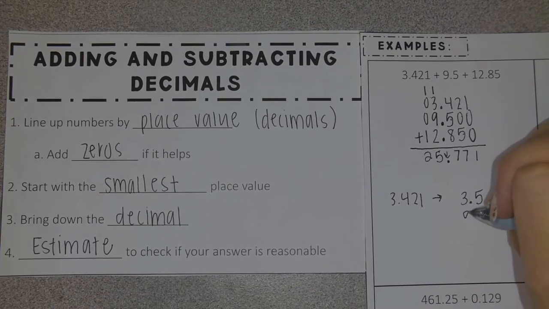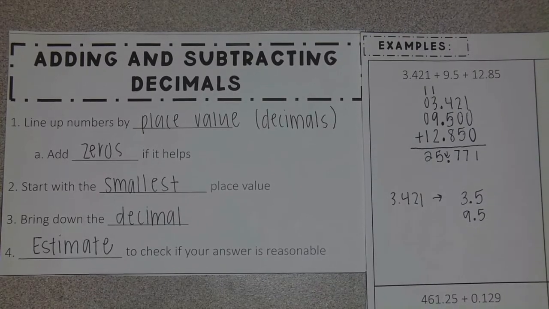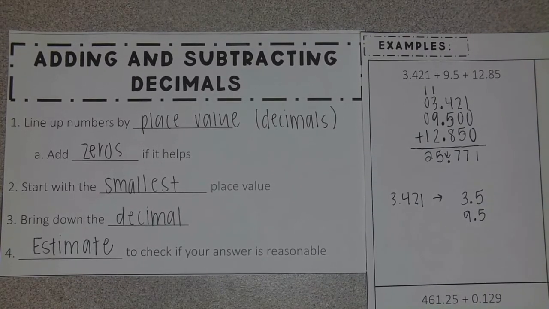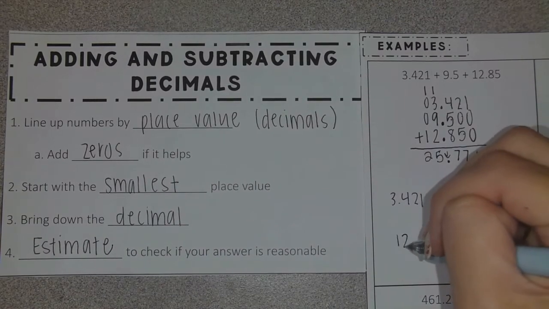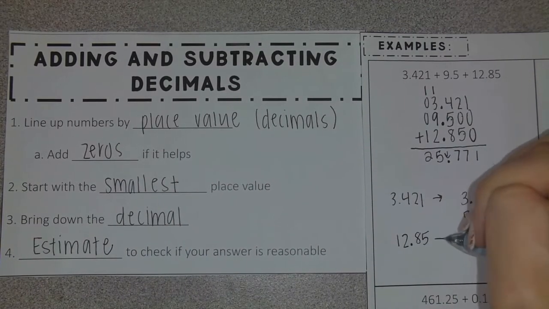9 and 5 tenths is already a pretty good estimation or a pretty good benchmark number, so I'm going to leave that there. And then 12 and 85 hundredths. Well, when I look at my numbers, I have them both rounded to the tenths place. So I kind of want to stick with that trend. So I'm going to keep 12 and 85 hundredths.